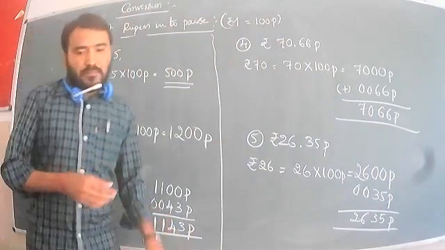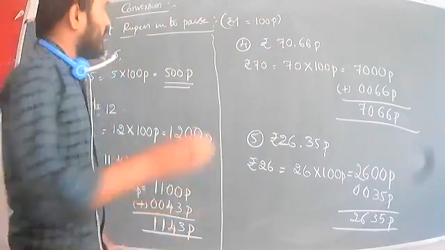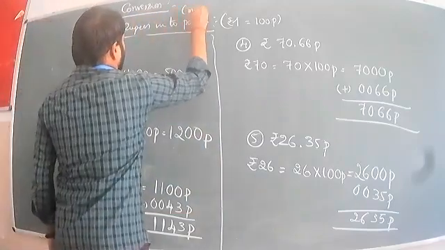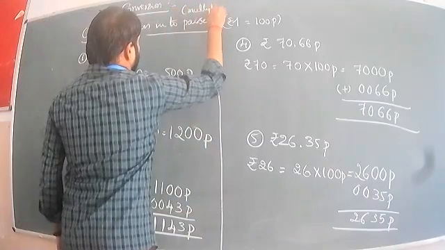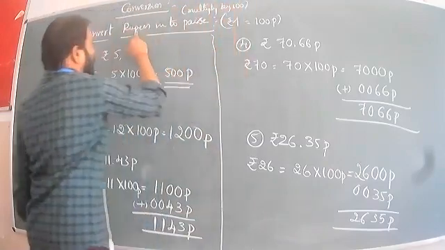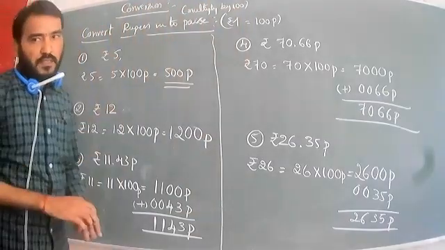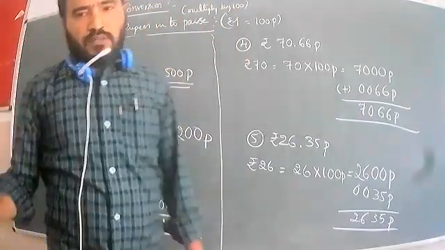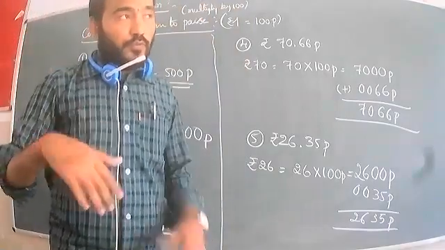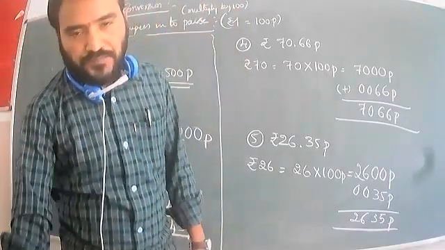So we multiply by 100. Keep in mind, here we multiply by 100, because we convert rupees to paisa. Okay, now let me go for paisa to rupees.